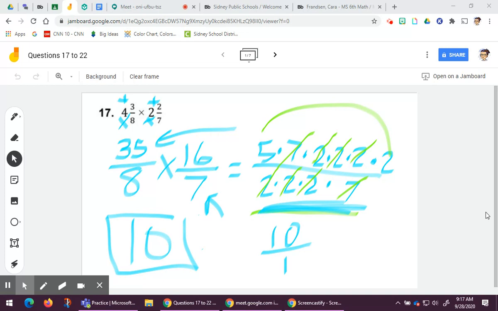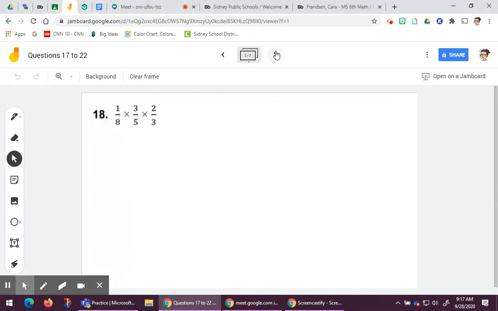Let's look at number 18 together. Number 18, I just want to rewrite. I'm going to encourage you to write it like this, okay? After you copy the problem down in your workspace, I want you to just put one long line.